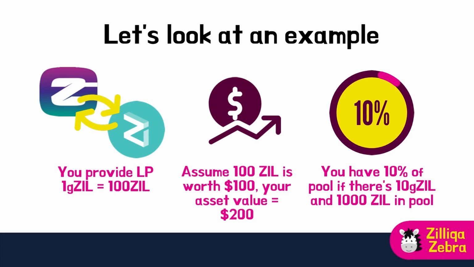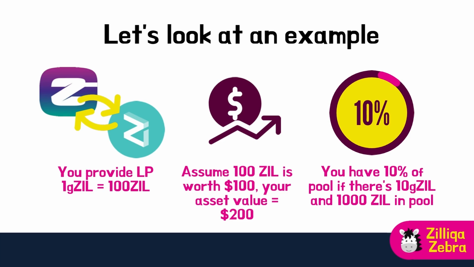Let's run through an example of how impermanent loss may happen for you as a liquidity provider. Assume you wish to provide liquidity for gZIL and ZIL. You deposit 1 gZIL and 100 ZIL into gZIL swap as the automated market maker. To provide liquidity, you will need to ensure that you have the equivalent value of gZIL and ZIL. This also means that the dollar value of your gZIL and ZIL is the same, which is at $200 at the point of creating this video.